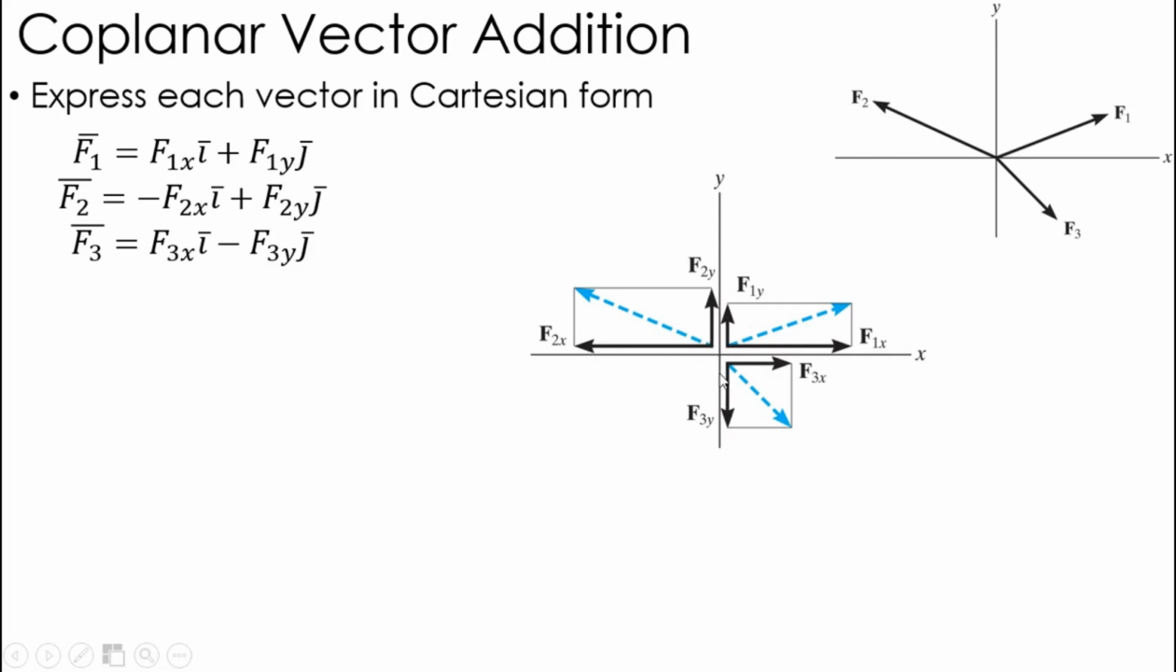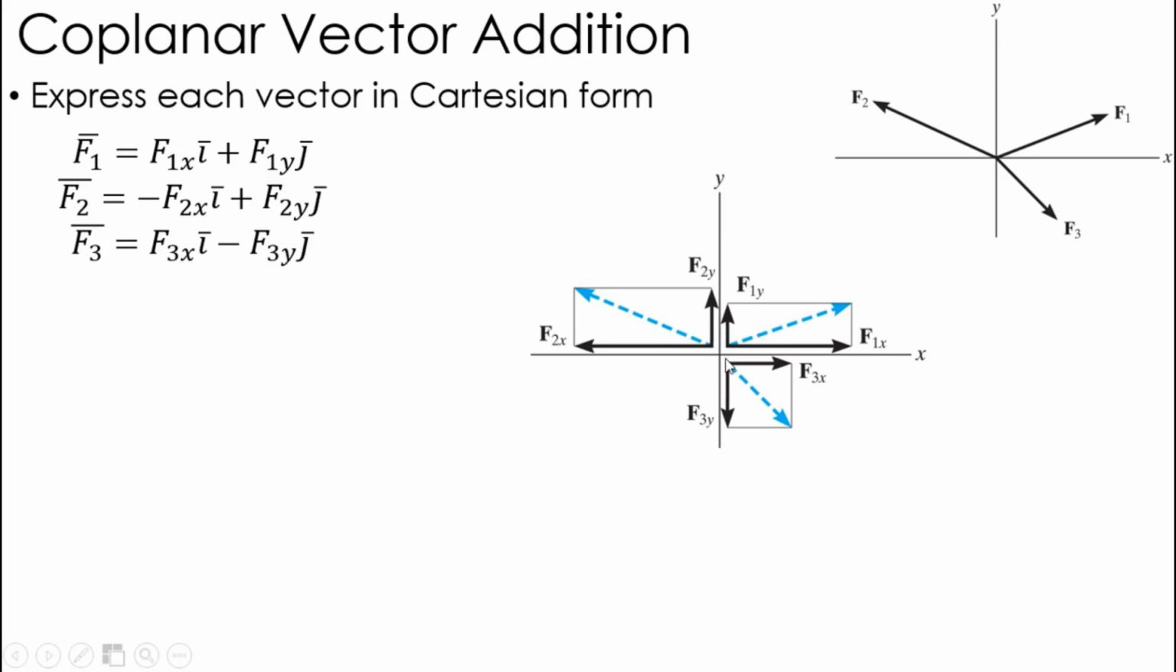recognizing that, for example, F2x here has a negative sign because it's acting to the left in the negative x direction. Positive x is to the right, positive y is up. Likewise, my F3y is negative because it's acting down, positive y is up. This component is acting down, so I have this negative sign here. So the first step in adding forces is to break them up into their x and y components.